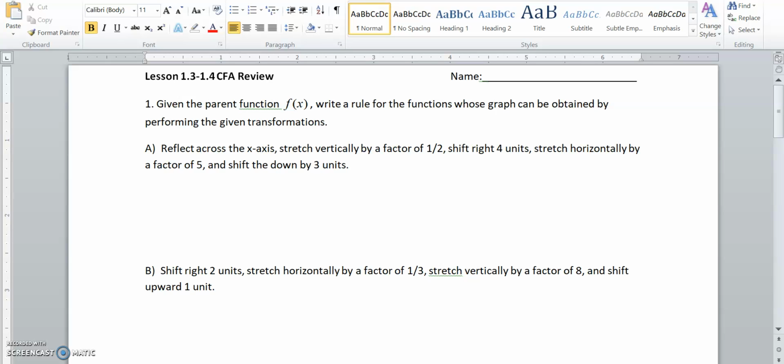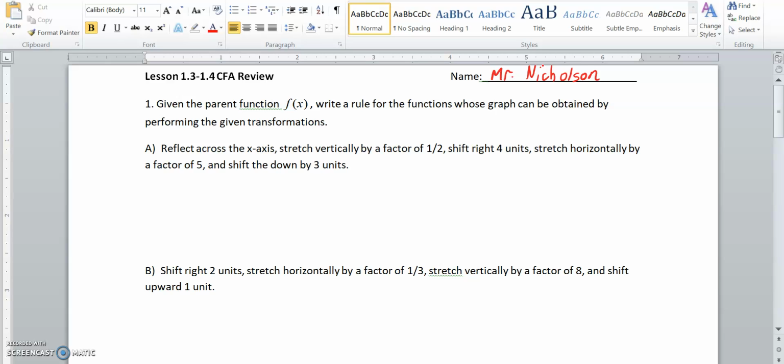Okay, we have our review for CFA over 1.3 and 1.4. Let me get my name here. We'll get started with our parent functions and the transformations of our graphs. As we do these, a quick recap.